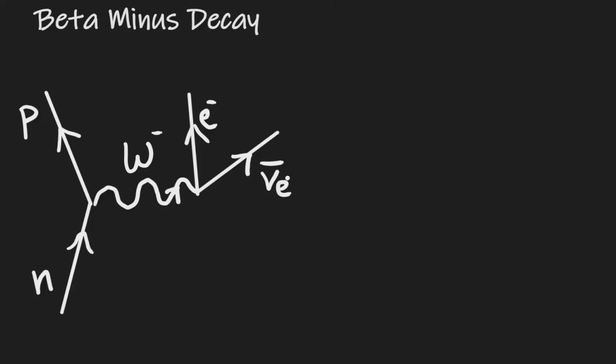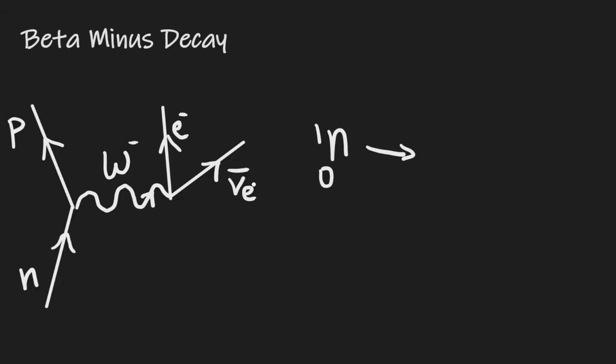What would the equation for this reaction be? We're starting off with a neutron. The neutron is of course 0, 1, and this will turn into a proton, which is just 1, 1. And now we have a little bit of a problem, because on the left-hand side the overall charge is 0, on the right-hand side the overall charge is 1. So we need to balance this out with the addition of this electron over here. So we're going to have an electron which of course has a charge of -1.